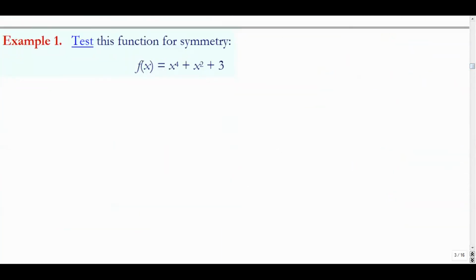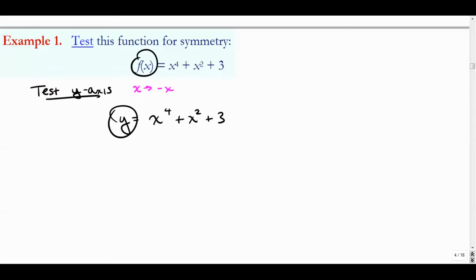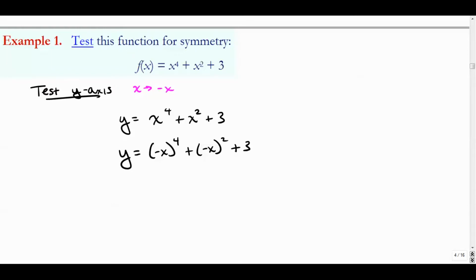We're going to test this function for all the symmetries. So let's test first for y-axis symmetry. When we test for y-axis symmetry, the x's turn into negative x's. So we have our original function. I'm going to replace f of x with y. This and this mean the same thing, as you know. And then my test involves replacing all the x's with negative x's. And I'm going to see if I get the same exact thing that I started with.